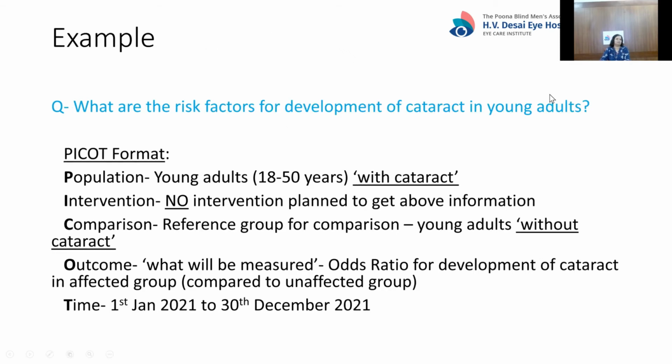Let me elaborate this further using an example. So the research question that we can take to give you an example is, what are the risk factors for development of cataract in young adults? Now, what is the population of interest for this study? Young adults. And you can define young adults as, say, age group between 18 and 50 years with cataract. So the population of interest is young adults with cataract.